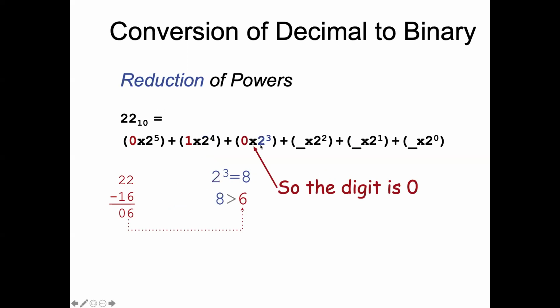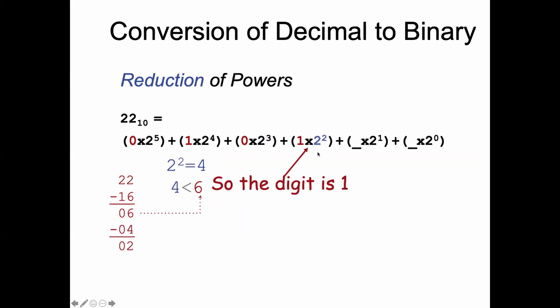If I put a 1 here, that'd be worth 8, which is already bigger than my 6, so that must be a 0. If I put a 1 in this next position, that'd be worth a 4. Well, my 6 is bigger than a 4, so I better write down a 1 there. I must have a 1 in this position, or I'm not going to be able to add up to as much as 6. So there must be a 1 in this 2 squared position.